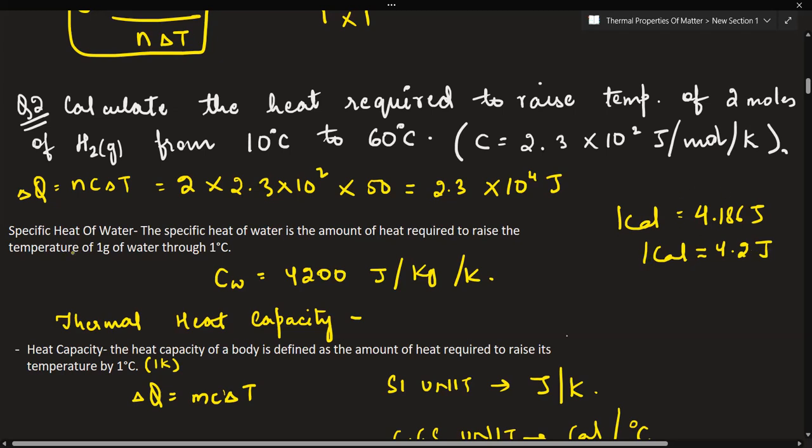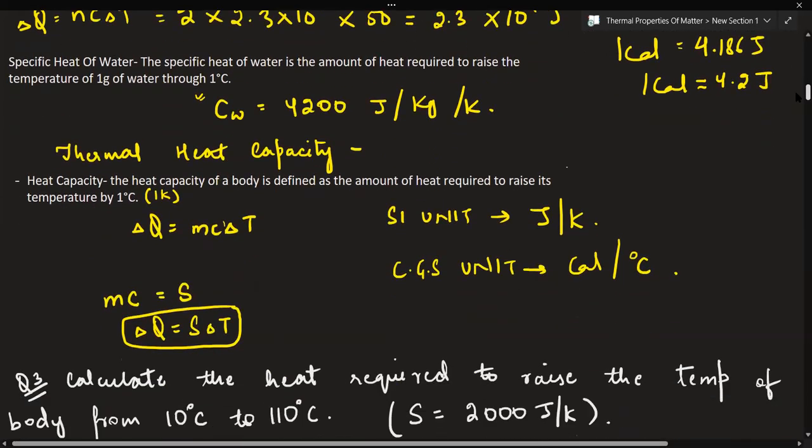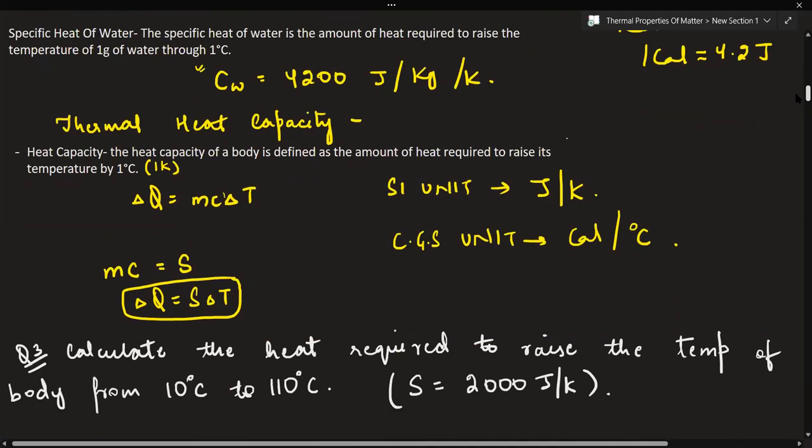So the specific heat of water is 4200 joules per kg per Kelvin. You have to remember this value. Is it clear till here? Yes. So now let us understand two more quantities. One is heat capacity, the other is water equivalent.